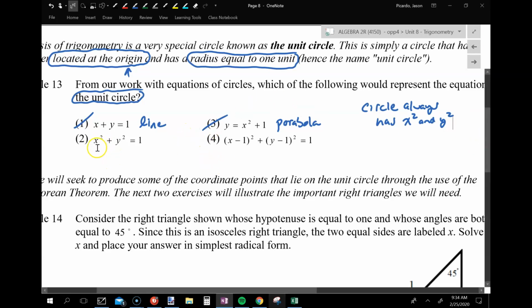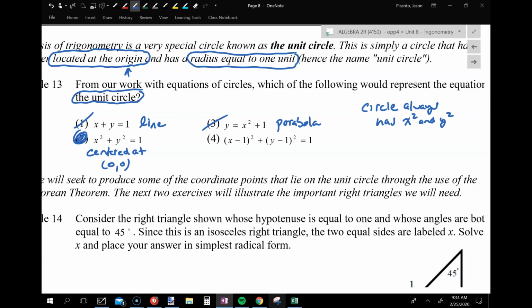And if you notice right here, guys, what am I adding or subtracting to x? Y squared. Am I adding or subtracting anything to this x individually, though? No. Anything to this y individually? No. So that means that this is centered at 0, 0. And so this is our choice: x squared plus y squared equals 1. That's called the unit circle. It's a circle centered at the origin with a radius of 1.